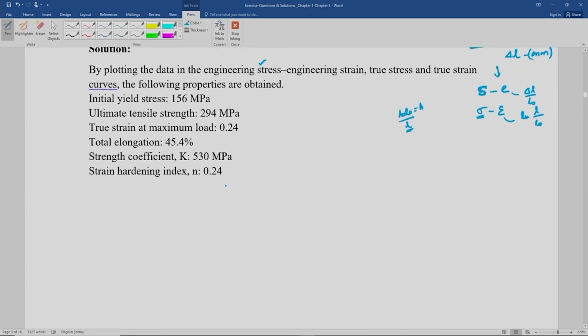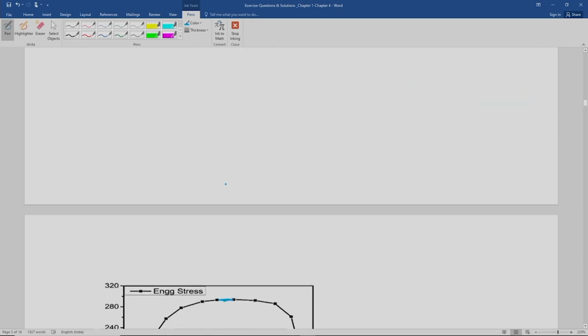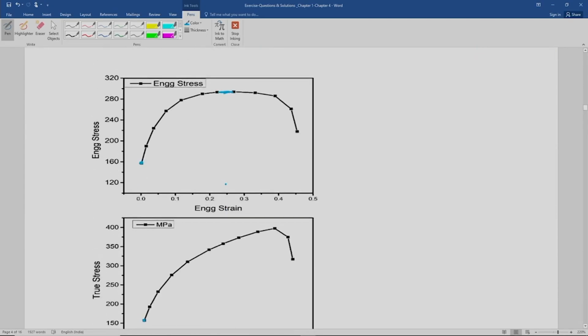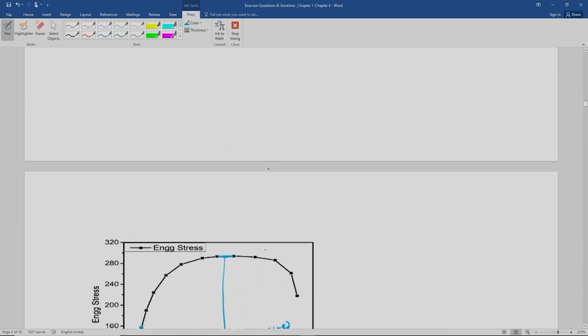True strain at maximum load. What does it mean? Whenever the maximum load, that is UTS, is reached, corresponding to that you get the engineering strain and convert that into true strain. So, this is engineering strain, E. You should convert that into true strain, nothing but ln of 1 plus E. That will give you the true strain value.